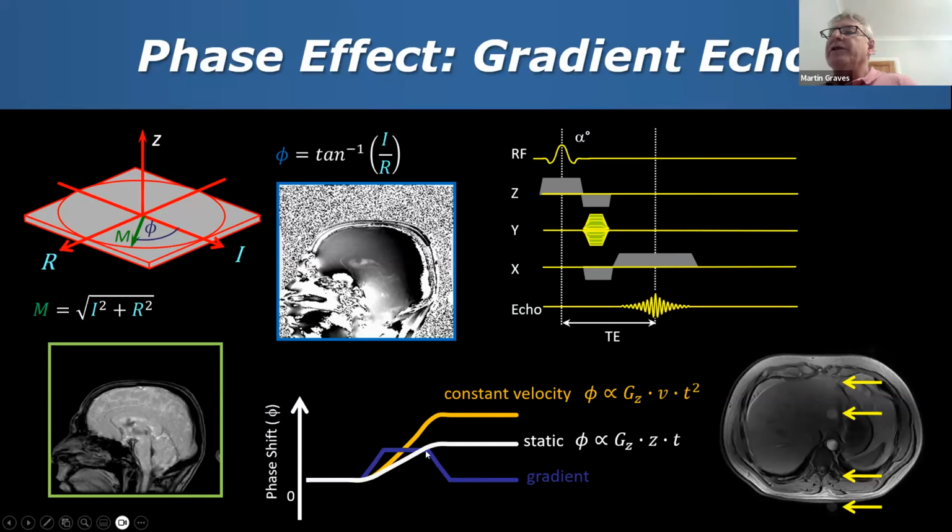Now, when you've got spins which are moving, for example, with a constant velocity, they also gain phase, but they gain a greater phase because it's now proportional to the gradient strength, the velocity, and because velocity is a function of position and time, it now becomes squared or quadratic with respect to time. So therefore, we have this large velocity-induced phase shift as well as a static phase shift. And really, it's this velocity-induced phase shift that gives rise to these ghosts.